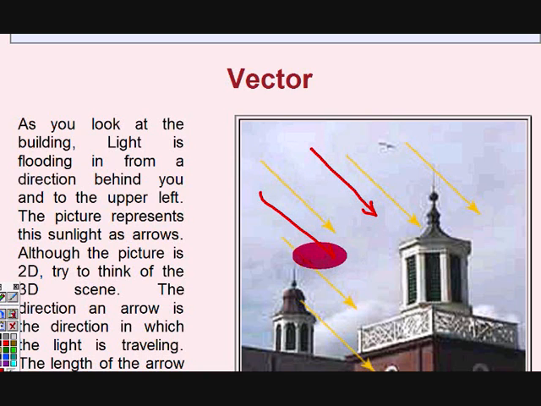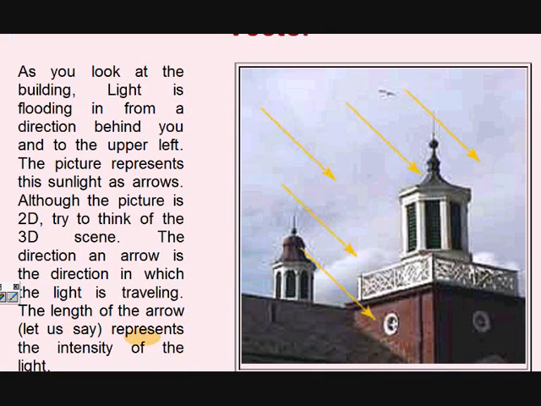Okay, so there is a direction light is flooding from, a direction behind you and to the upper left, somewhere here, right? Okay, this arrow shows the sunlight, the rays of the sunlight. Although the picture is two-dimensional, try to think of a 3D scene. So we have the length of the arrow, which represents the intensity of the light.